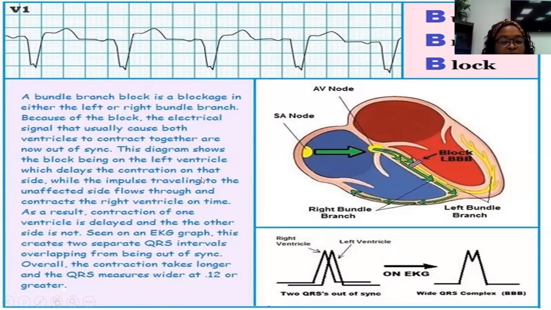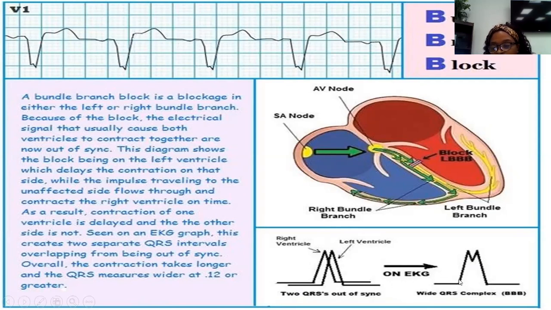This diagram shows the block being on the left ventricle, which delays the contraction on that side, while the impulse traveling to the unaffected side flows through and contracts the right ventricle on time. As a result, the contraction of one ventricle is delayed and the other side is not. When you see it on the EKG graph, this creates two separate QRS intervals overlapping from them being out of sync. If you look down here, it looks like it gives you two QRS waves.